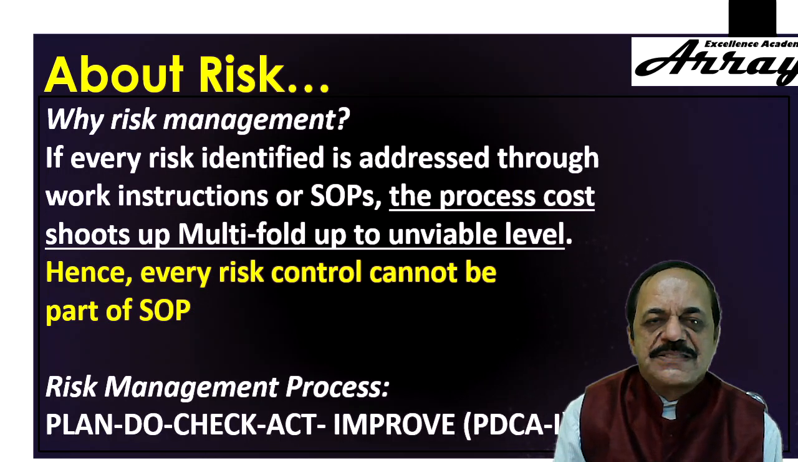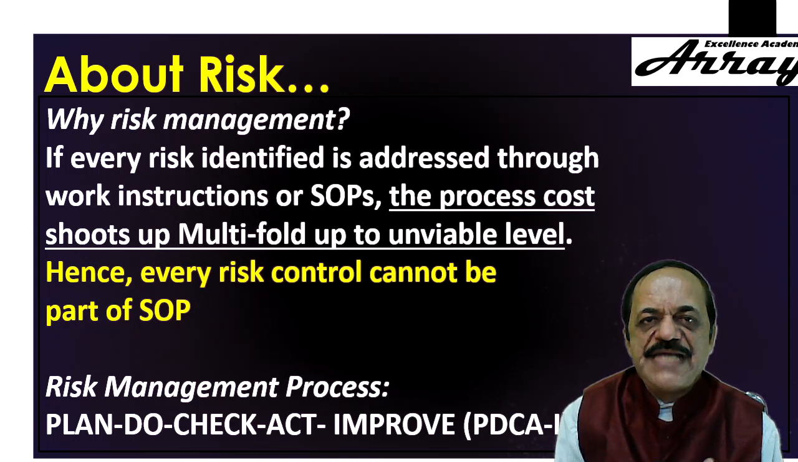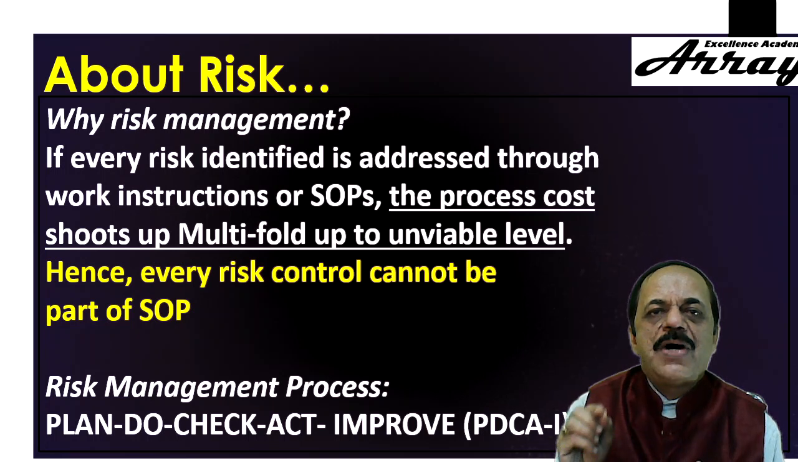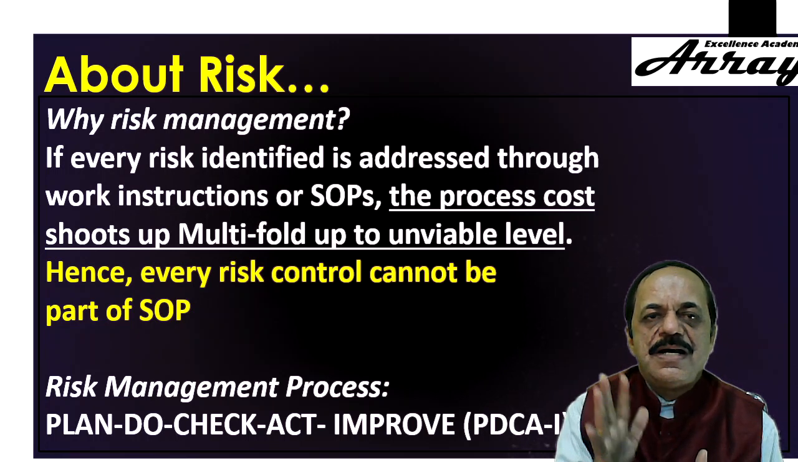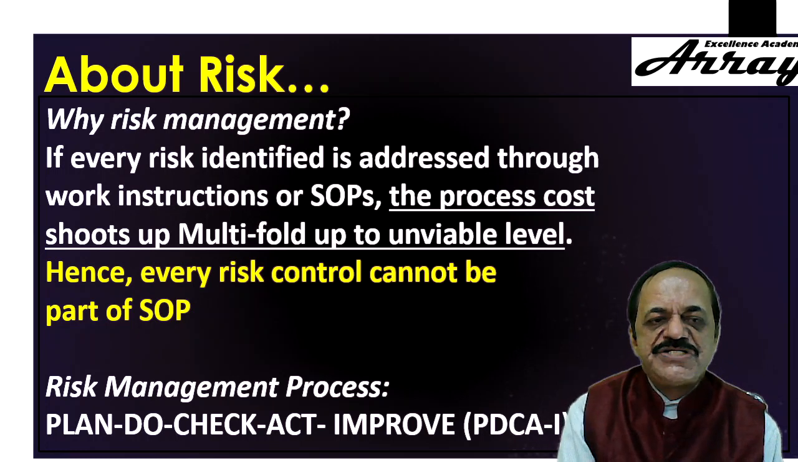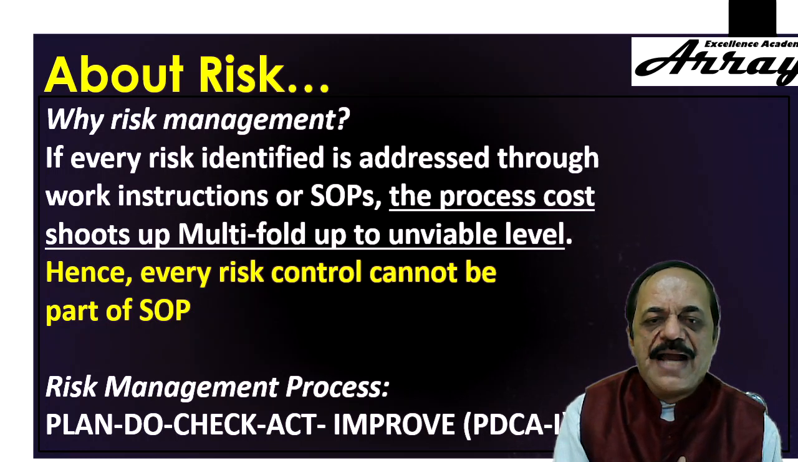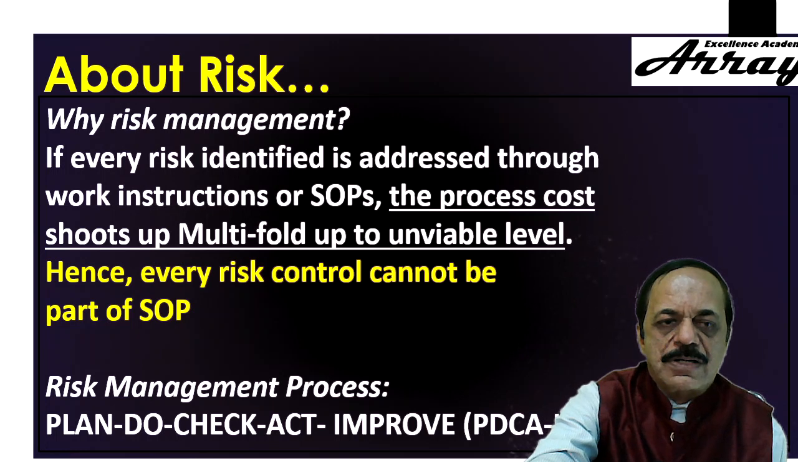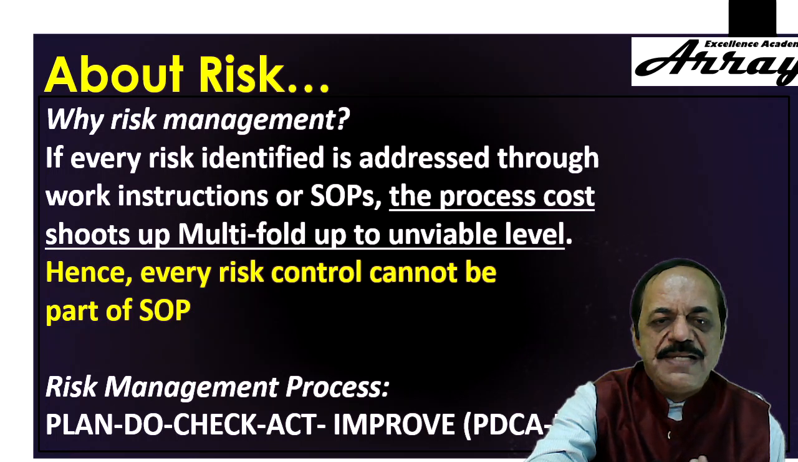The risk management process is 5 steps: plan, do, check, act, and improve. Because improvement is a journey till you are satisfied, till your practically required level of risk minimization is reached. You plan, implement the action, check the output; if not good, come out with more action plans, do the improvement, and continue.